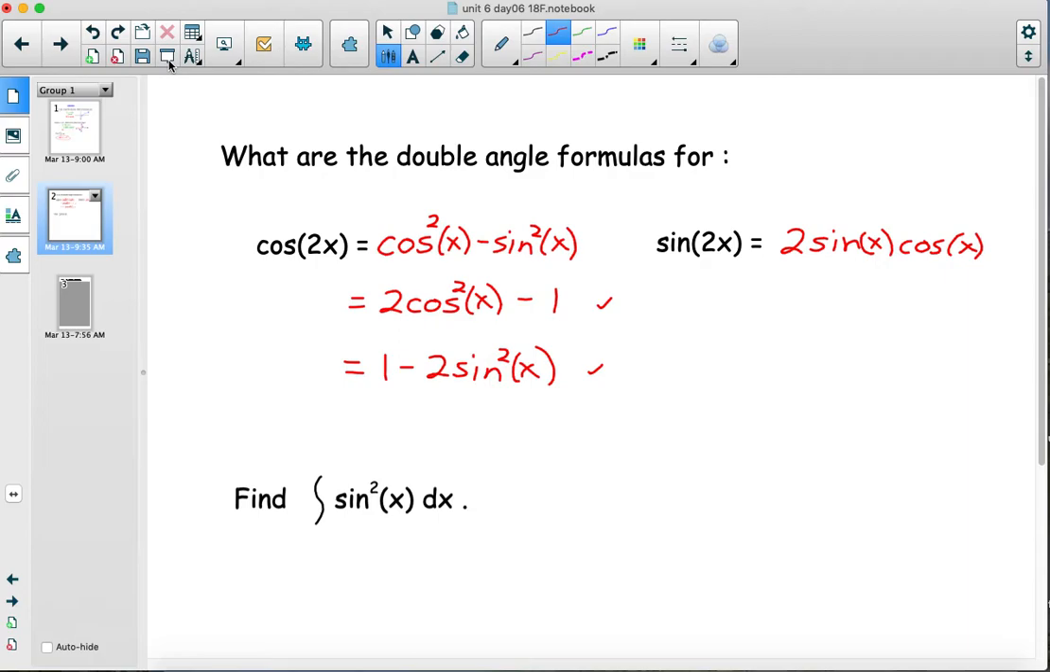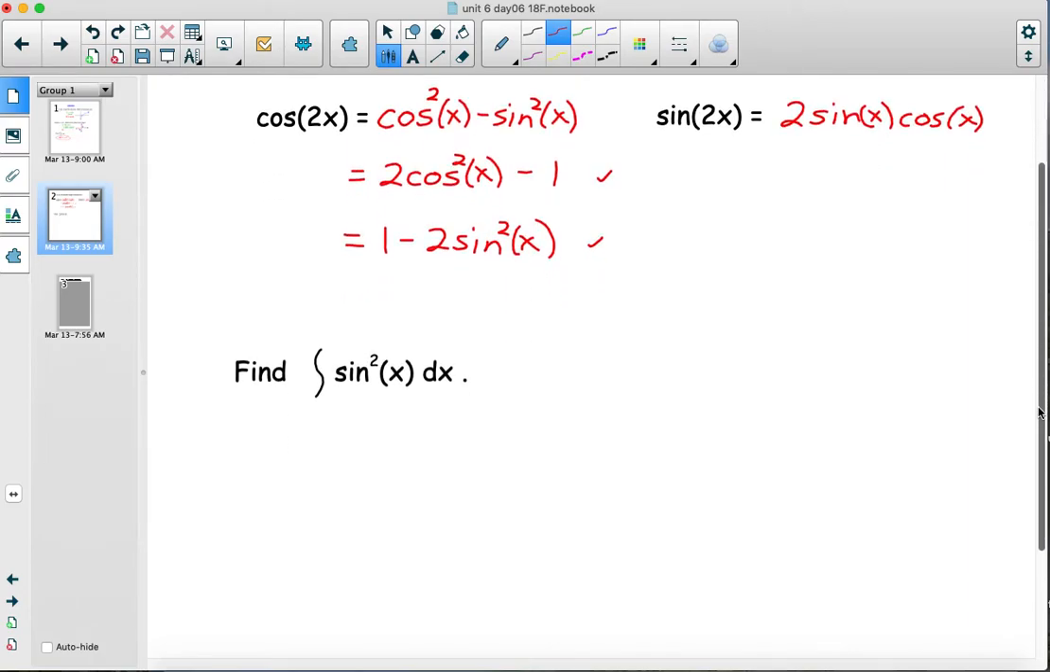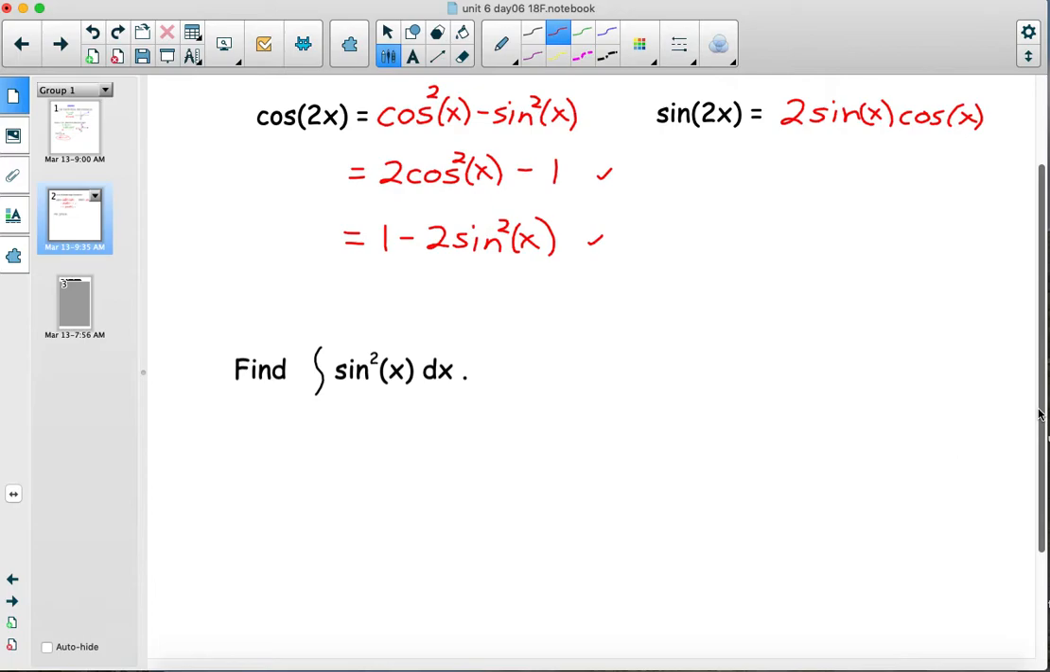What if I want you to find the integral of sine squared of x? Without me prefacing this with the double angle formulas, you might look at that and think, oh, well that's like an exponent thing, so it's probably 1/3 sine cubed of x plus c.